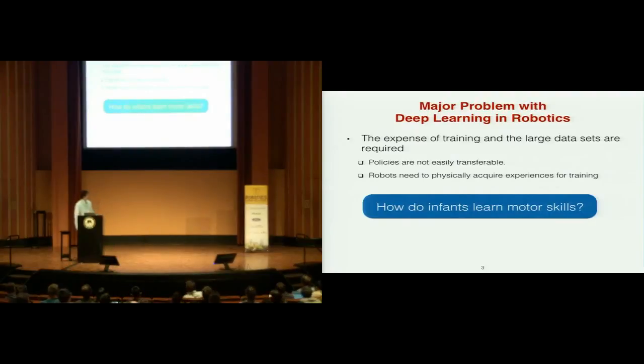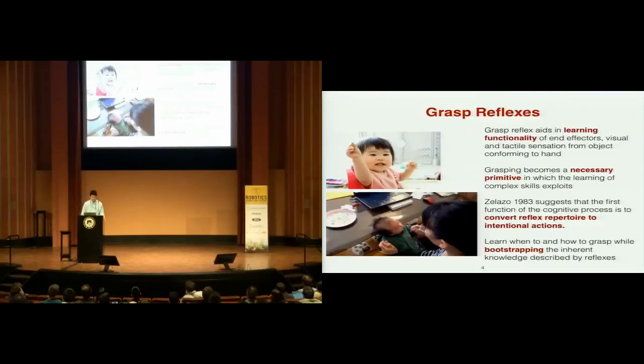So in order to alleviate the issue, we looked at how infants learn motor skills, because infants' experiences are biased, and infants don't explore the whole action space randomly due to developmental reflexes. Humans are born with and develop a large set of reflexes during their development. For example, if you put something on a baby's hand, the baby will grasp it. This is not an intentional action.